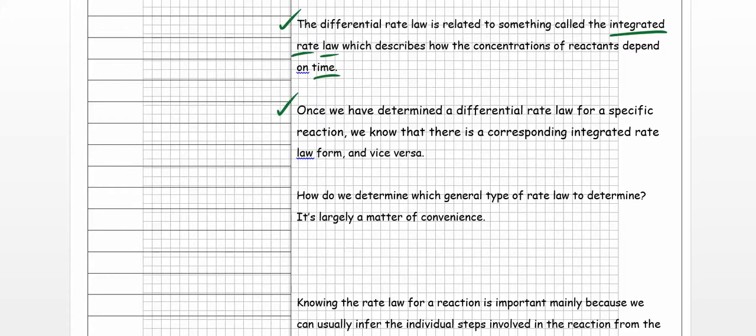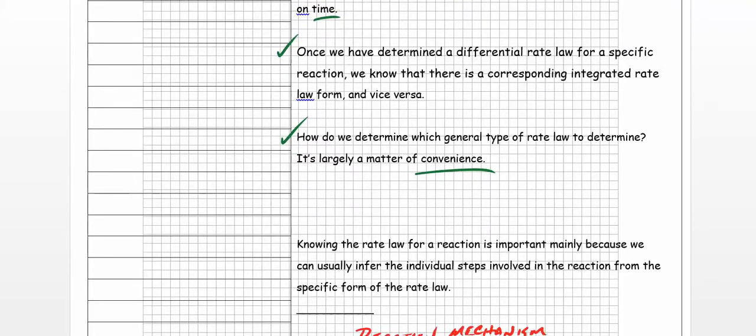How do we determine which general type of rate law to determine? It's largely a matter of convenience. What type of information are we being given, right? Are we being given initial rates, or are we being given, say, time and concentration data? So that's going to determine the type of rate law that we're going to use. This will be much more clear in the next section.